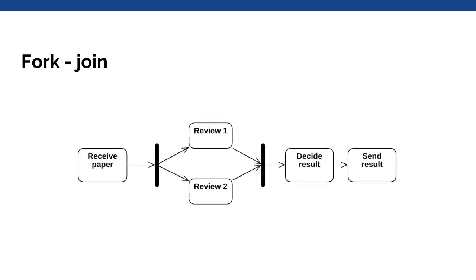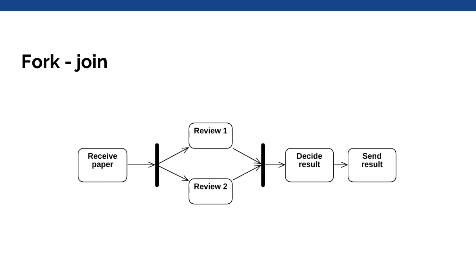The third combination is fork join. This combination is shown in this example. It is an activity diagram of a journal management. The activity begins with the action of receive paper. It is followed by a fork that has 2 target actions, namely, review 1 and review 2. This branching is then brought together with a join. This join leads to the action of decide result, followed by the action of send result.